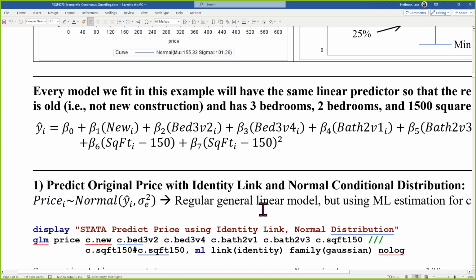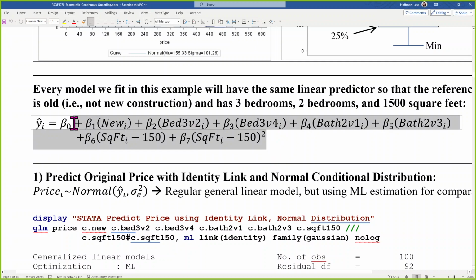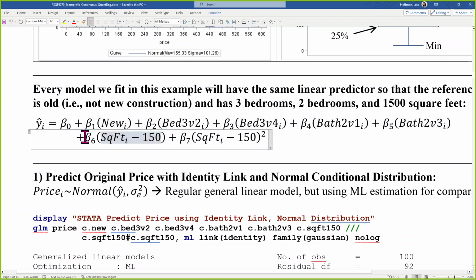So I'm using the same linear predictor throughout all the models and just fitting different types of models. So here's my equation. Whether or not it's new, number of bedrooms, number of bathrooms, and then square footage. This one, the main effect, is going to be called the linear slope for square footage. And beta 7, that is attached to square footage squared, is the quadratic. So we're changing notation a little bit in terms of how we talk about it. Each of these is a linear slope, and I don't need to say linear because there is no other alternative, whereas these are both effects of square footage.